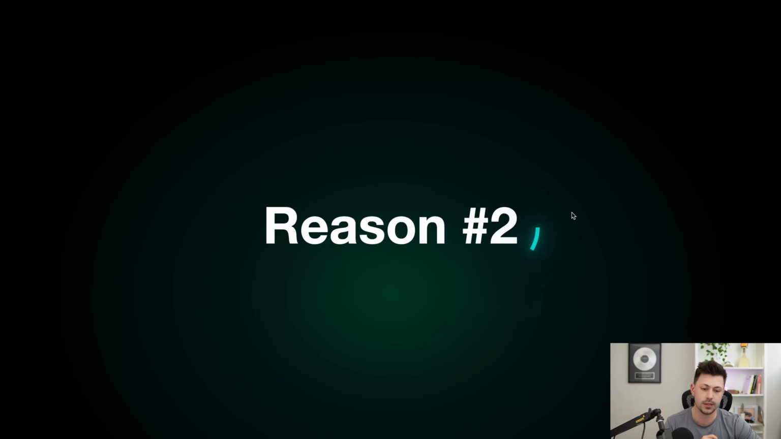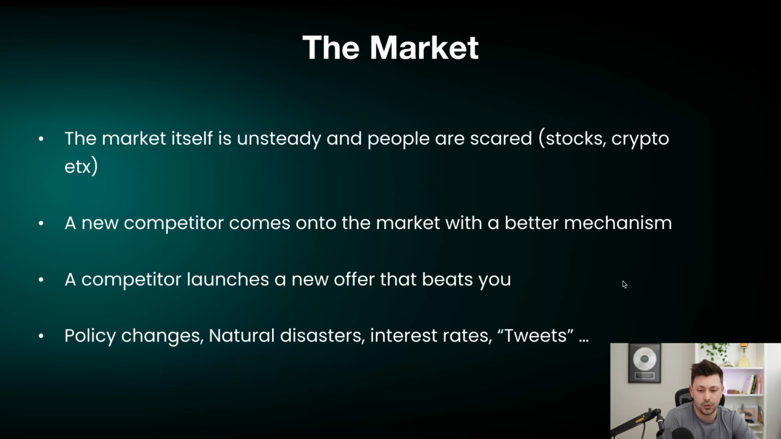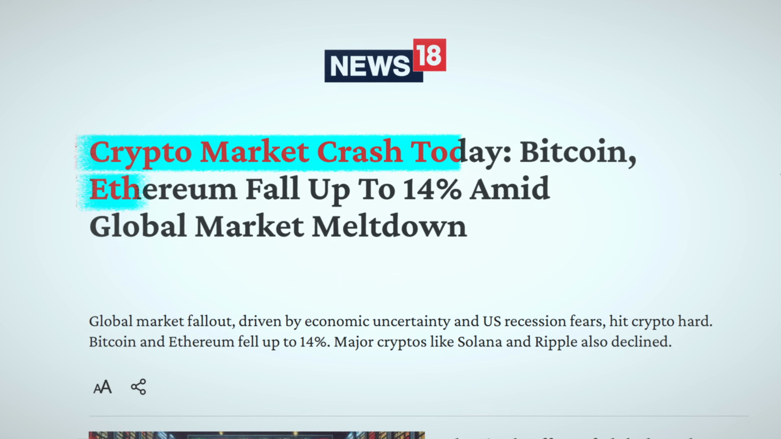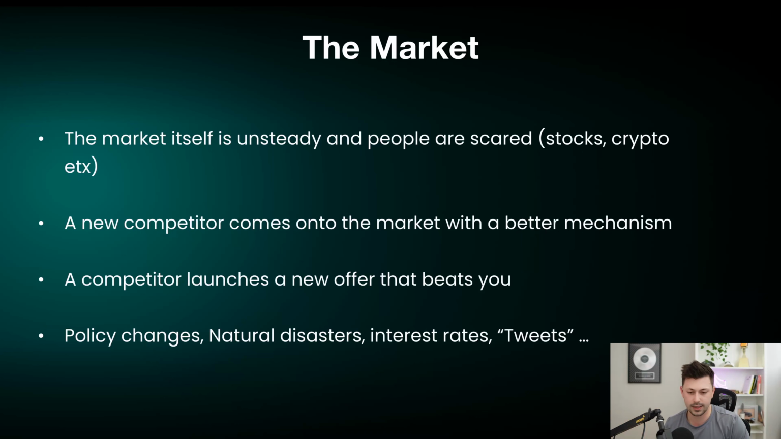Now, the second reason why we have a lot of roller coaster performance is actually the market itself. And again, this is something that we can't really control, all right? The market itself is unsteady and people are scared, right? You guys have seen this probably now more than ever, that people are extremely scared, okay? There's stocks that are crashing, crypto is crashing, 300% tariffs there. Now the next day it's this, and then after that it's that. There's just so much going on in the market that a lot of people don't really know what's going on and they get scared, and so they kind of hold up their spending.